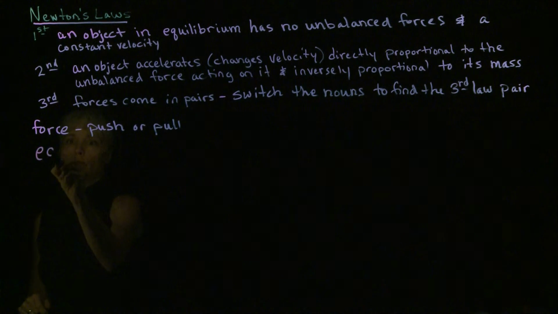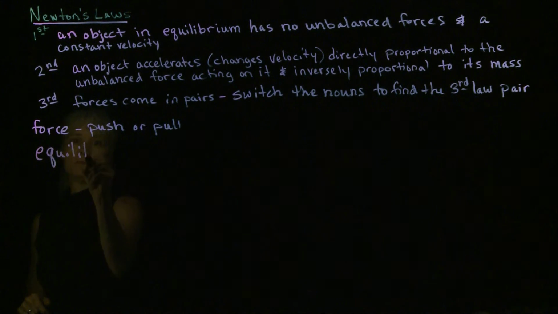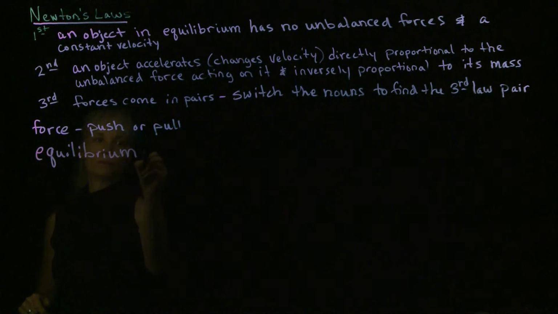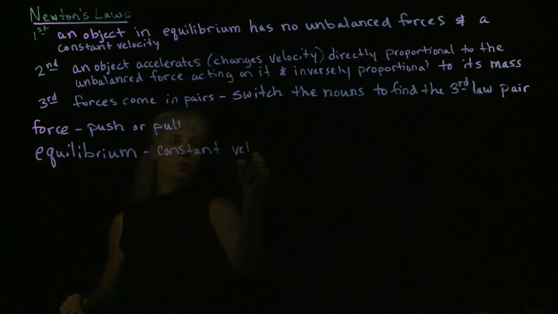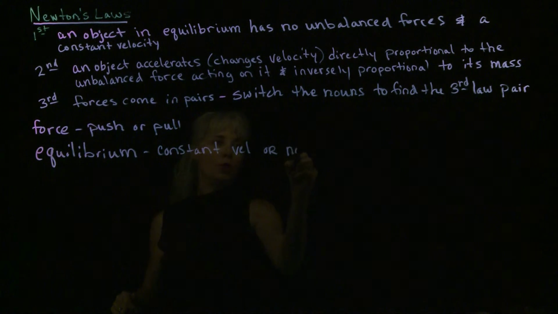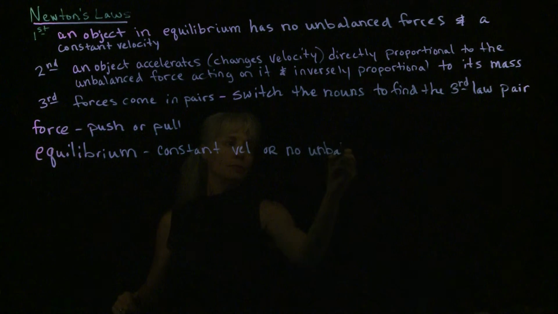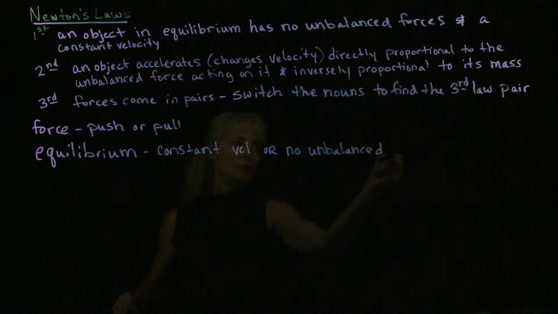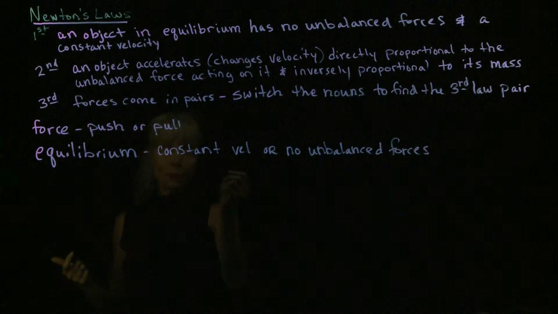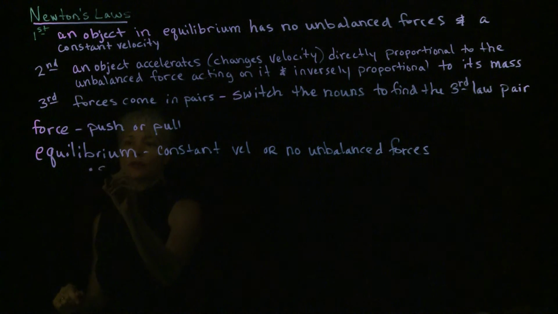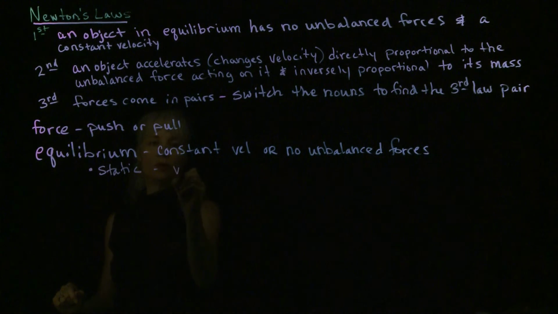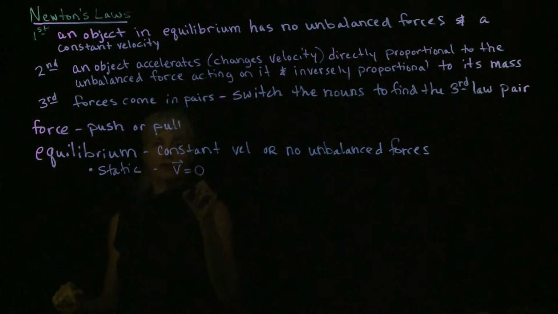So, first of all, equilibrium simply means constant velocity or no unbalanced forces. Either definition is sufficient because they mean the same thing. There are two different types of equilibrium. There's going to be static equilibrium, and that's going to be where the velocity is exactly equal to 0.